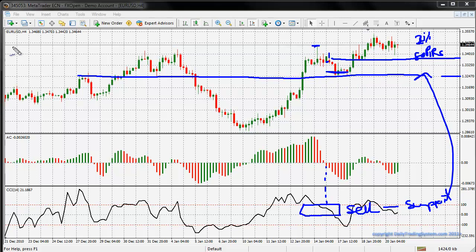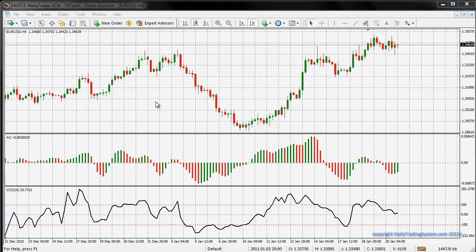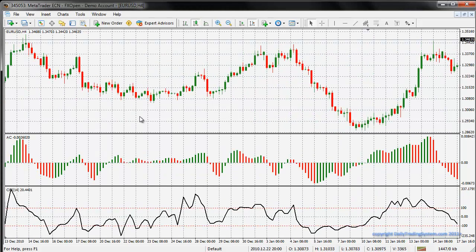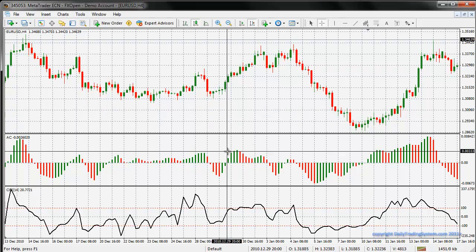We get in on the 4-hour time frame, and then 1, 2, 3, 4, in 16 hours, we just gain 80 pips. Let's see if we can show you some more examples. Here is one that you might take on which should not have been taken on.